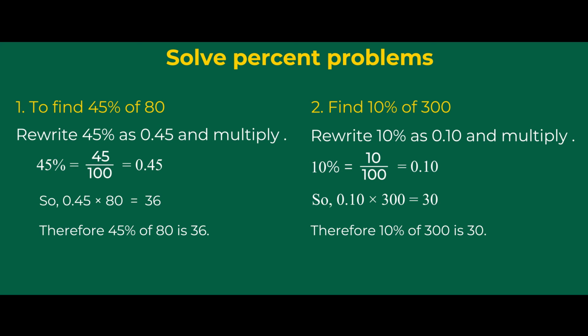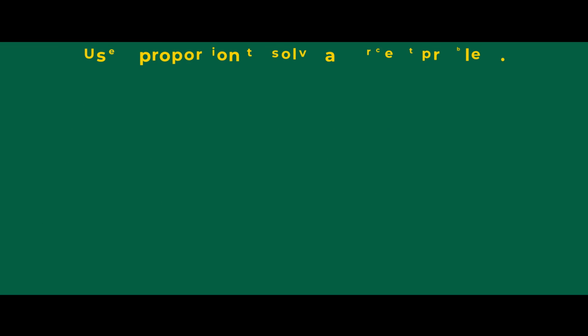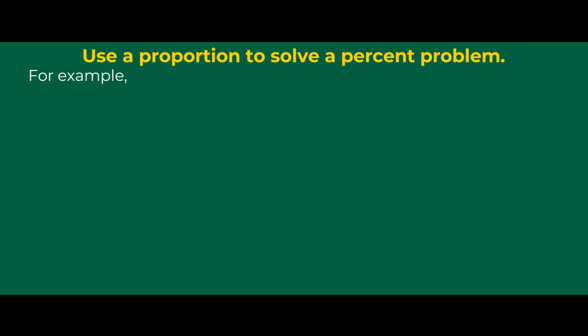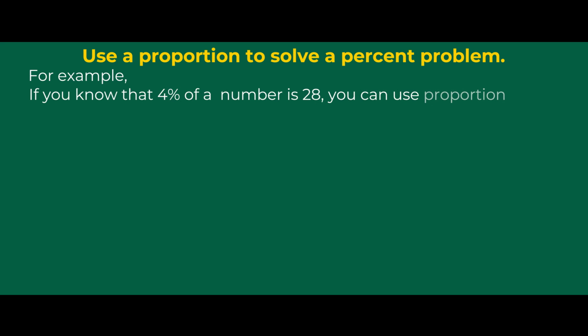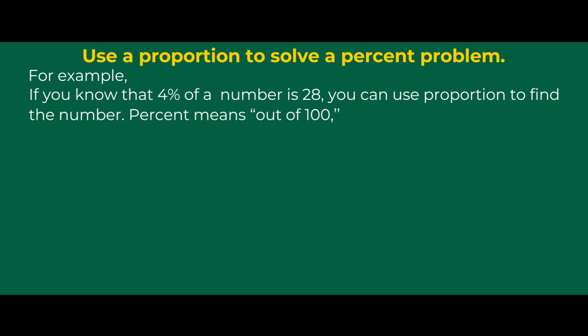You may be thinking that these are the only methods to solve a percent problem, which is not correct. We can even use proportion to solve a percent problem. Now look at the situation here. If you know that 4% of a number is 28, you can use proportion to find the number. Whenever you hear the word percent, always remember it is always out of 100.